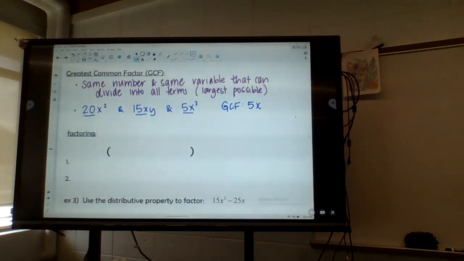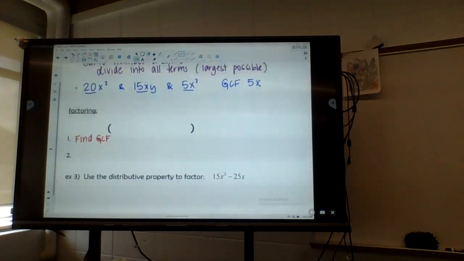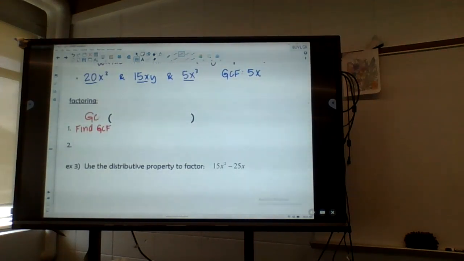So when we do this factoring by a GCF, we're going to find that GCF, and we're going to write it on the outside. So outside the parentheses, so if you guys see I have little parentheses here, we're going to find that GCF. And we're going to divide it out of all terms.